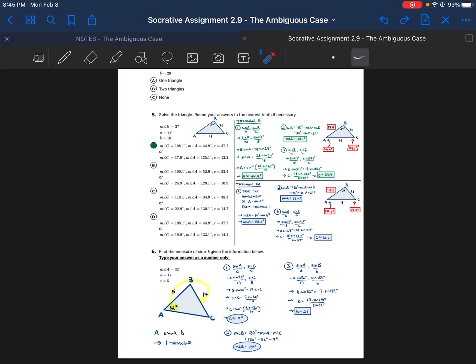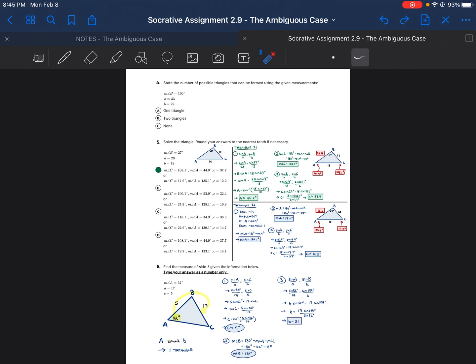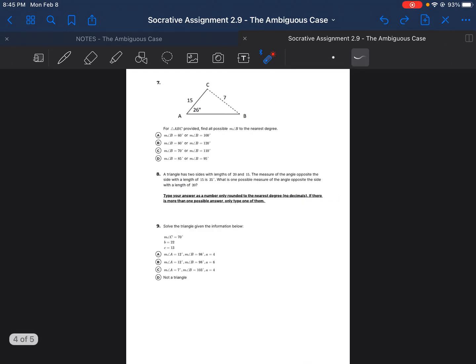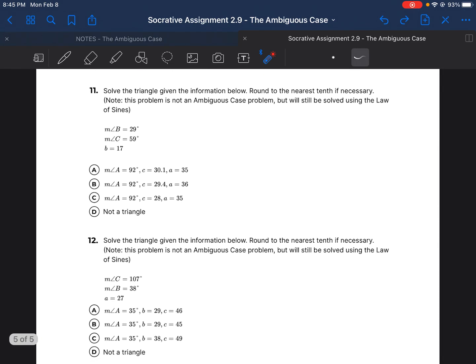Okay? So once again, these are just a couple practice problems. All the other ones are going to be left up to you. Most of these are ambiguous case problems. I believe the last two, if we jump to number 11 and 12, yeah, it says it right here. Number 11 and 12 are not ambiguous case problems. These are just normal law of sines problems. So a little bit easier in my opinion, but still good to practice.